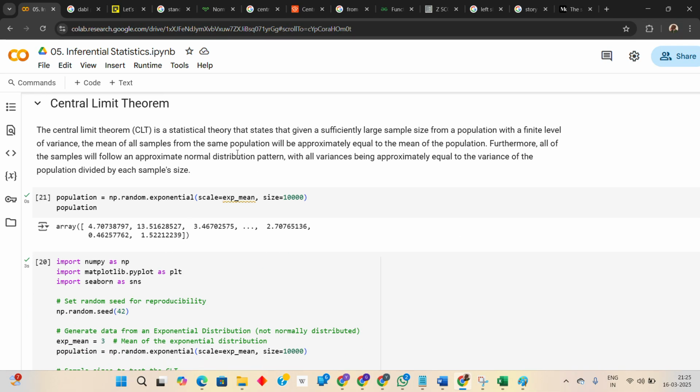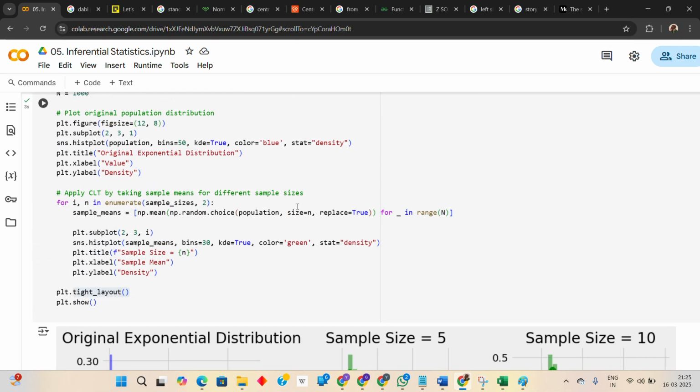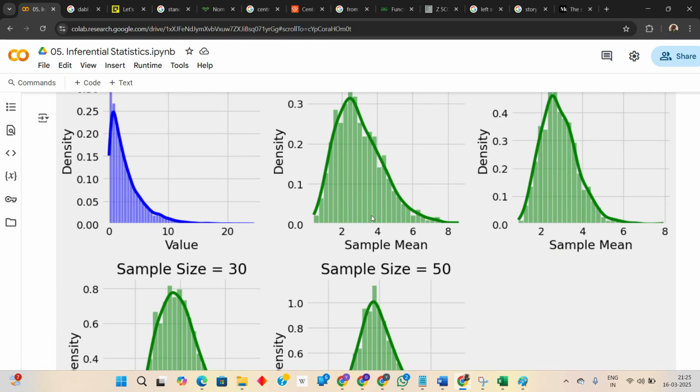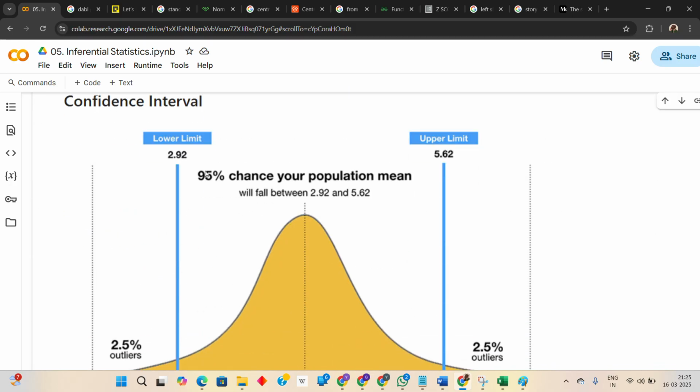This theorem will explain it simply. If you take random samples out of the population, you will always get a normal distribution, no matter what the distribution of the population was earlier. This is what the central limit theorem says.